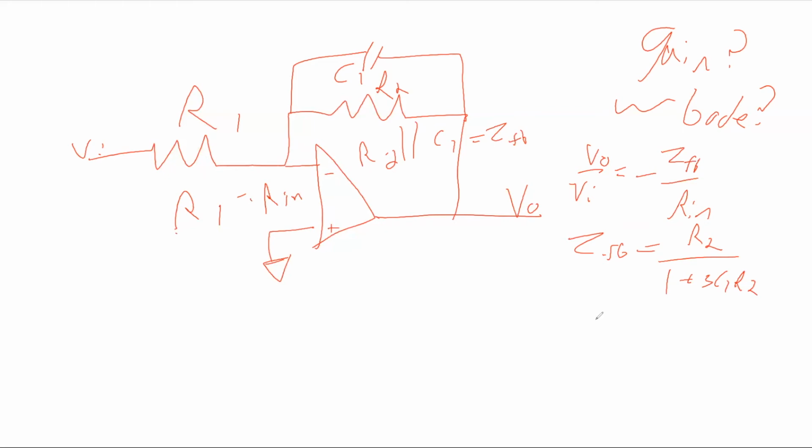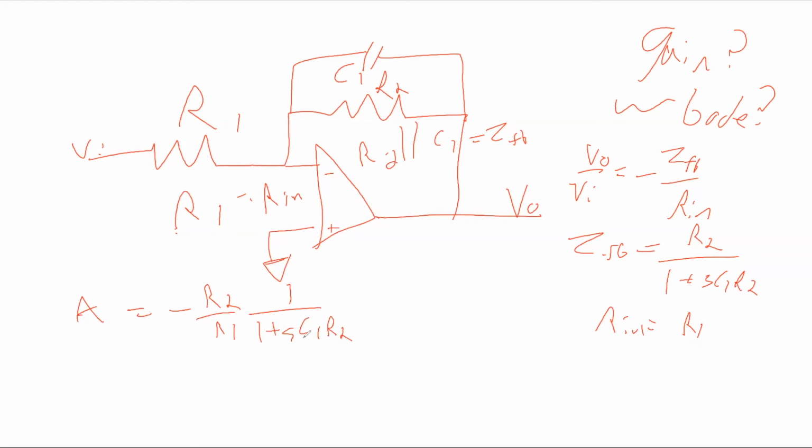And then you have Rn is just equal to R1. So then the gain, which I'll write down here, A equals just the gain we had before, minus R2 over R1. And then we have another factor over here, which is 1 over 1 plus SC1 R2. And so we still have the same gain. And then there's this other factor.